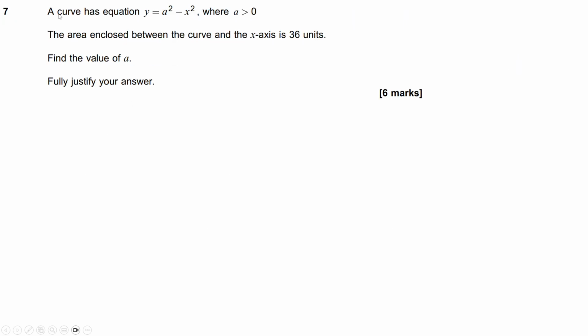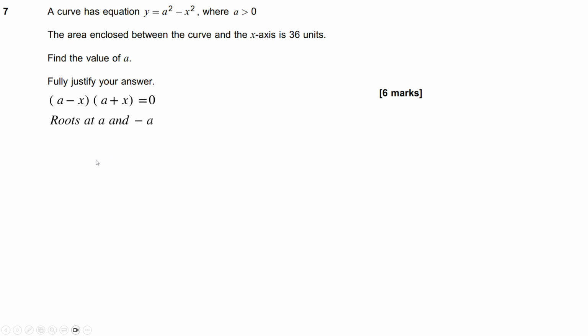A curve has this equation. Find the area. Okay, the area enclosed between the curve and the x-axis is 36 units. You can factorize this to find what the roots are. It's a difference of two squares. You have roots at a and minus a. I hope you can see that.